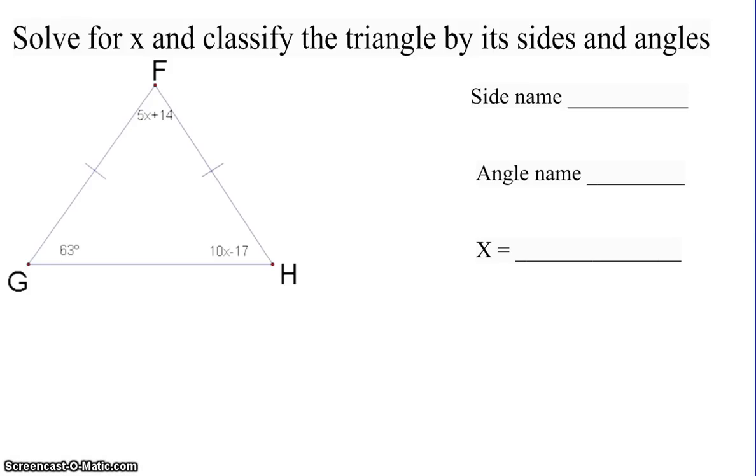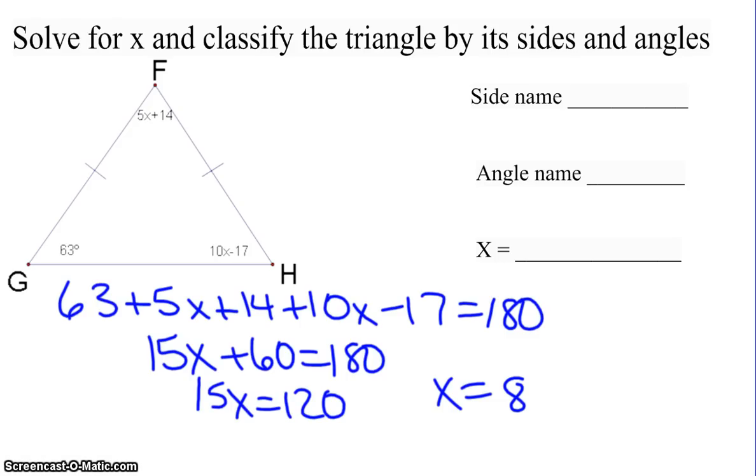So in this first example, we're going to need to solve for x and classify the triangle based off of its side name and its angle name. Why don't you first pause the video and solve for x. So first off, you can add all the angles up, set equal to 180, and then solve for x, and we get an x value of 8.